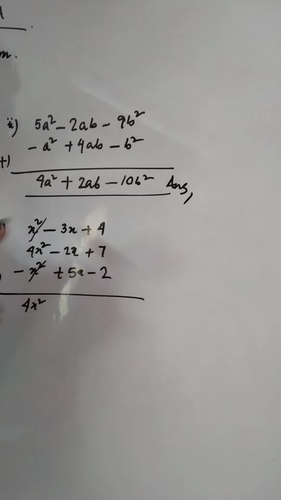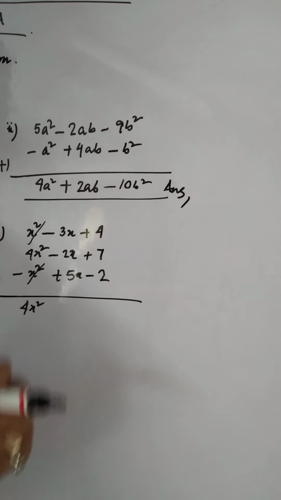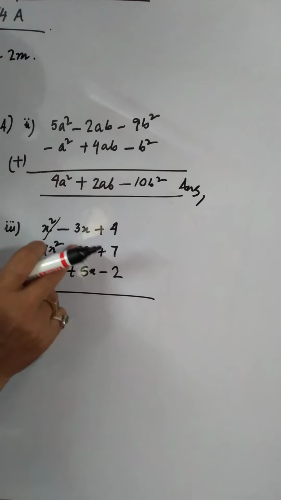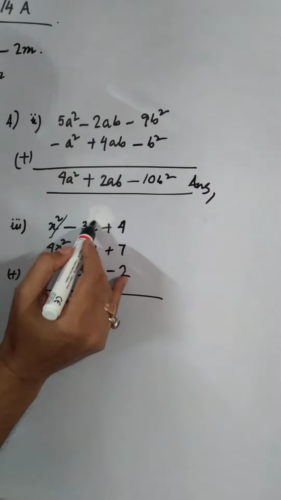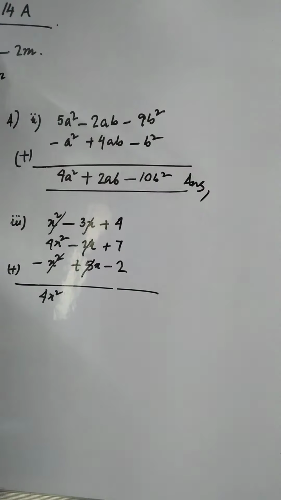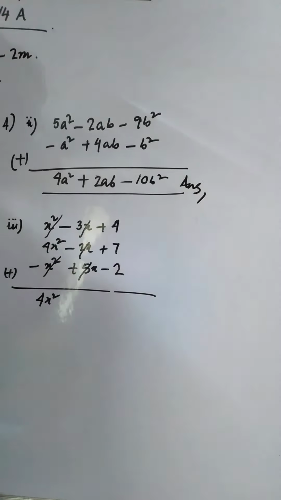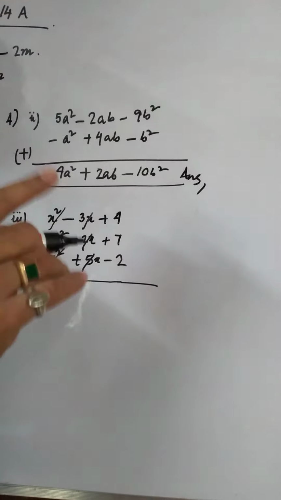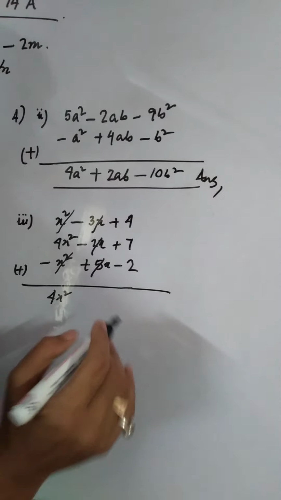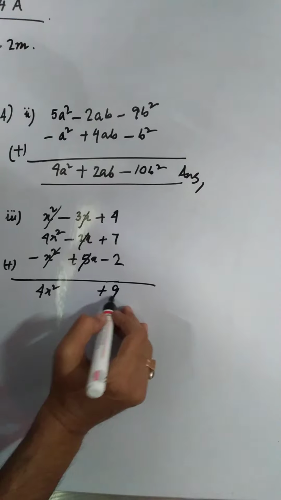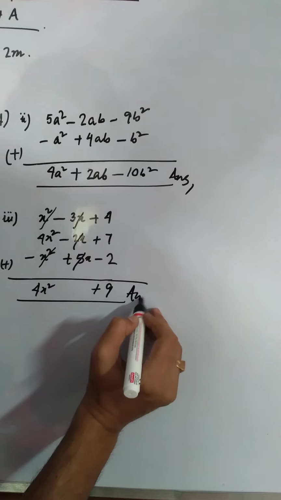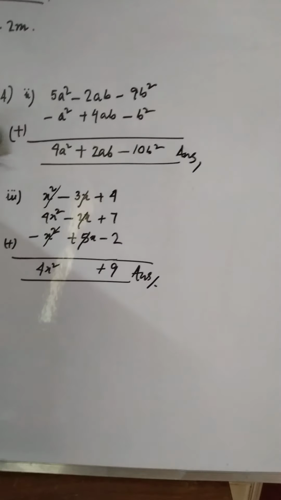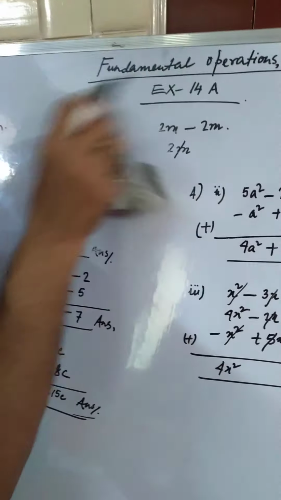So if you add 3x with 2x, it gives the result 5x, but actually the result is minus 5x. Minus 5x plus 5x, so they cancel out each other. Now you see that one: 4 plus 7, 11. Plus 11, minus 2. So 11 minus 2, the result is plus 9. So the answer is 4x square plus 9. Now let us consider the next one.